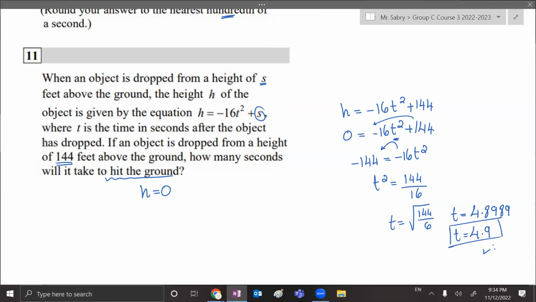Yeah, let me check it now. It's stupid. So 144 divided by 16. Oh, I'm sorry. That's a calculator mistake. I'm sorry. I did this on a calculator right away.